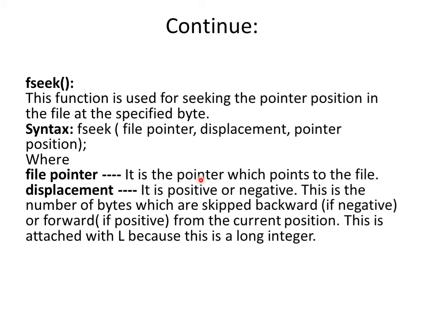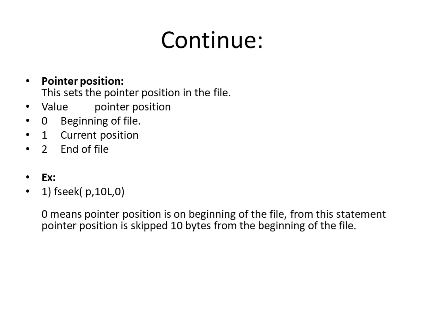File pointer is the pointer which points to the file. Displacement is positive or negative. This is the number of bytes which are skipped backward if negative or forward if positive from the current position. This is attached with L because this is a long integer. Here I am showing the pointer position, which sets the pointer position.